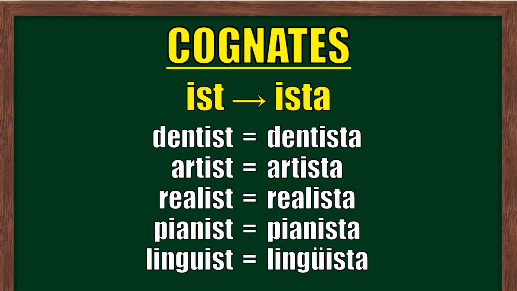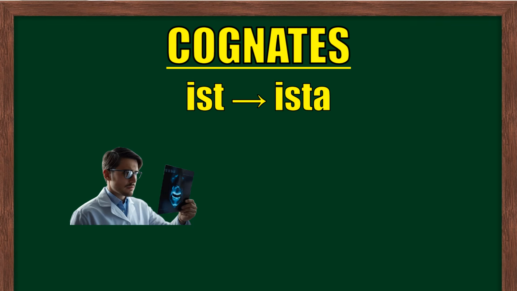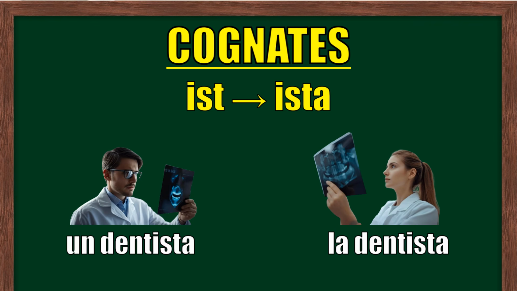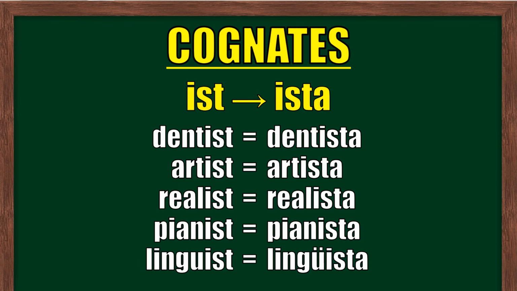If we're referring to a male dentist, it is still dentista. El dentista. If we're referring to a female dentist, it is still dentista. La dentista. Un dentista is a male dentist. Una dentista is a female dentist. It doesn't matter if the person is male or female. We still say ista, dentista. And that applies to all of the words in Spanish that end in ista.